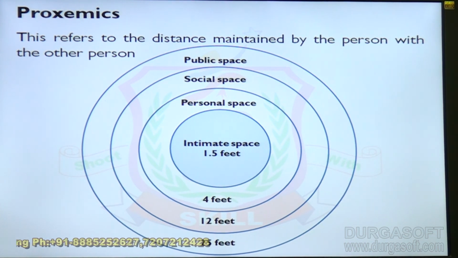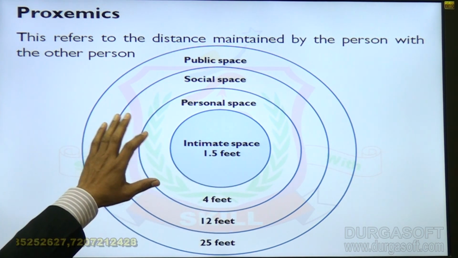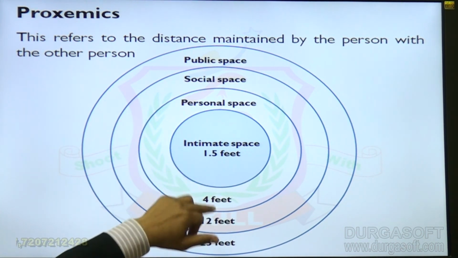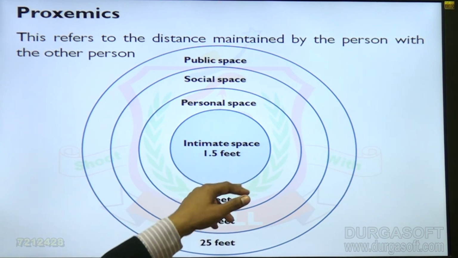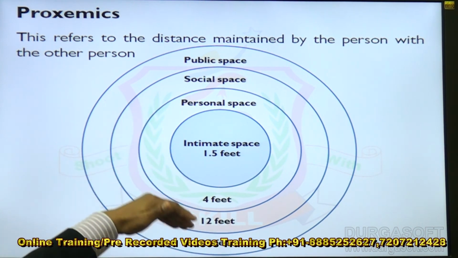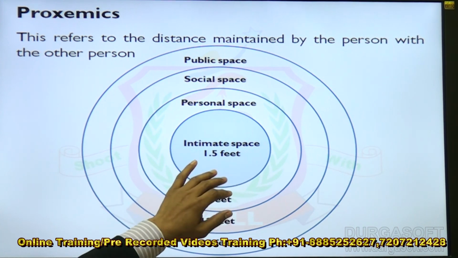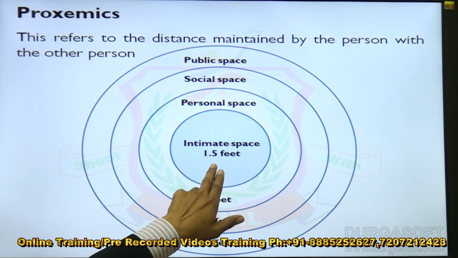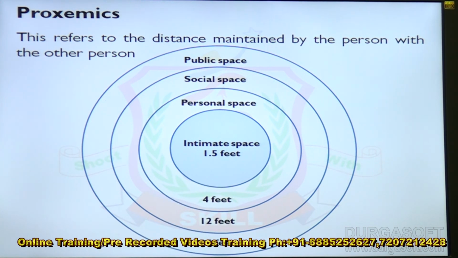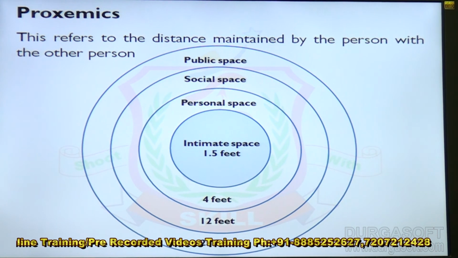And proxemics, this refers to the distance maintained by the person with the other person. Say a person will be in the center of this circle, and the distance between the persons will be in this inner circle, and next outer circle, and another further outer circle. If two persons are within the space of the first circle, that is 1.5 feet, then this space is known as intimate space.